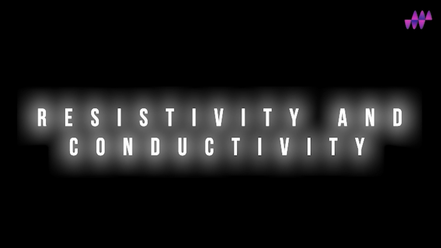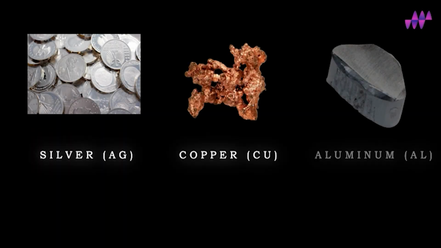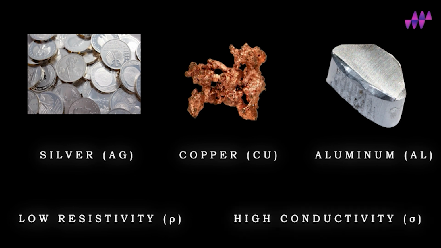The resistivity prevents electron passage, whereas the conductivity enables it. Silver, copper, and aluminum have low resistivity and high conductivity compared to other materials. Therefore, these 3 materials are the most commonly utilized in electric applications.